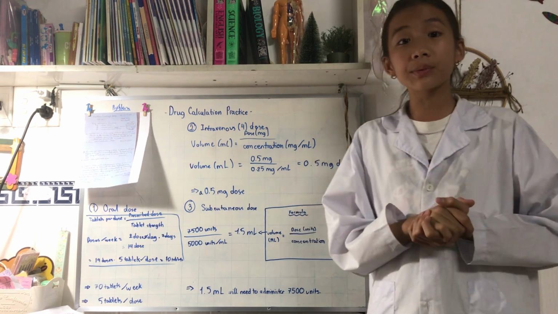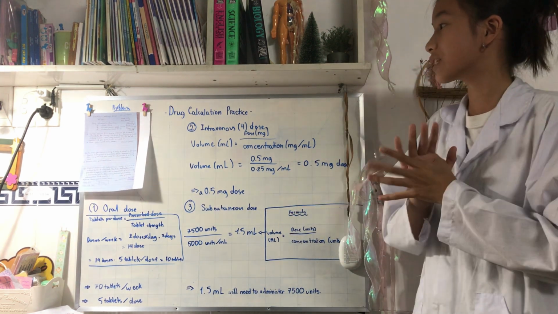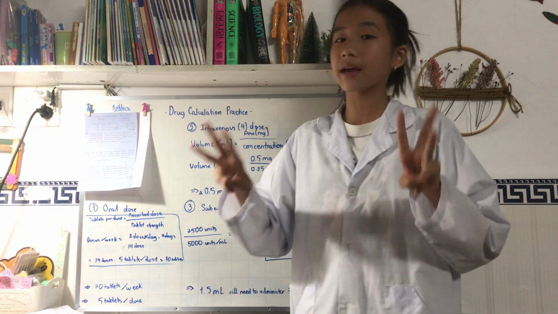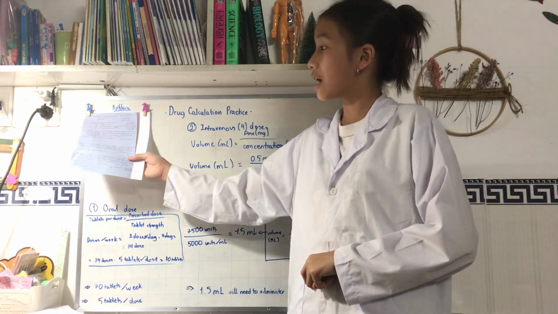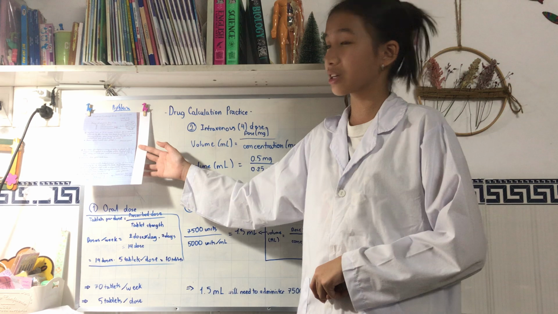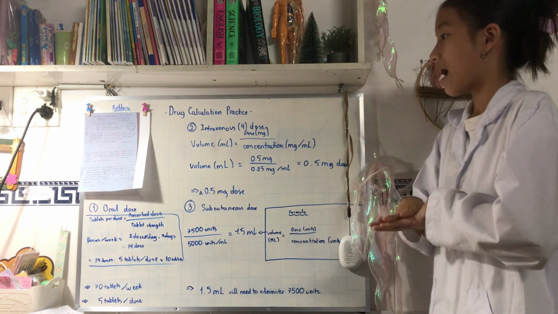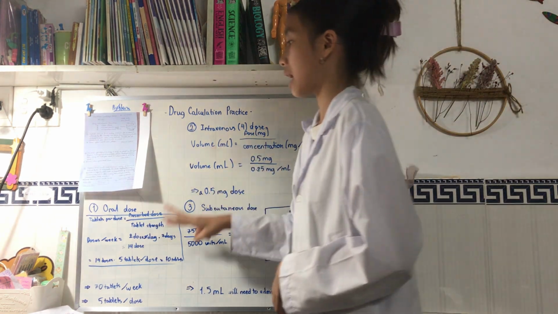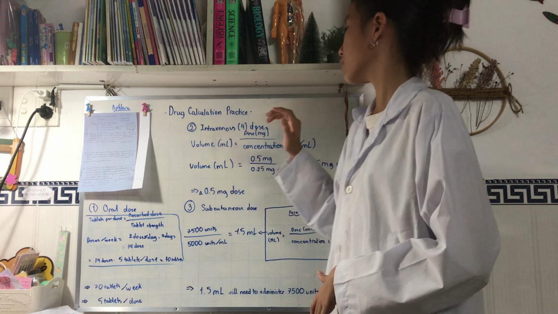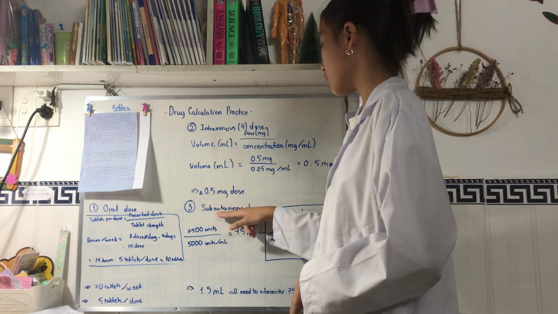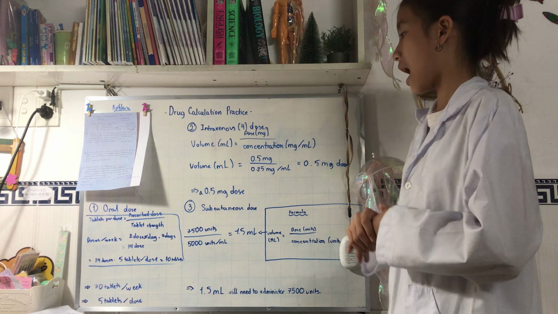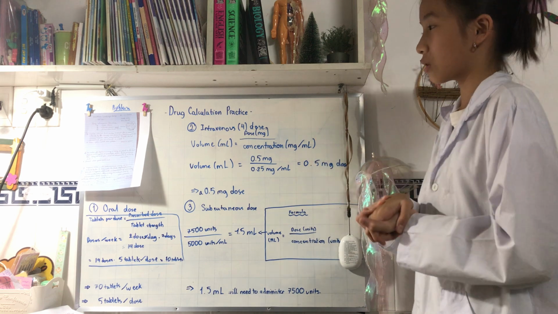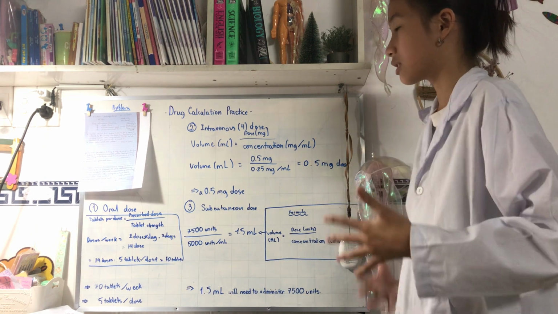In this video, I'm going to be talking about my 3rd DEA, which is about drug calculation practice. Basically, I'm going to cover 3 main problems that Mrs. Pratt sent out in our weekly DEB problems. We will have 3 types: the oral dose, the intravenous dose, and the subcutaneous dose. We're going to practice over that.